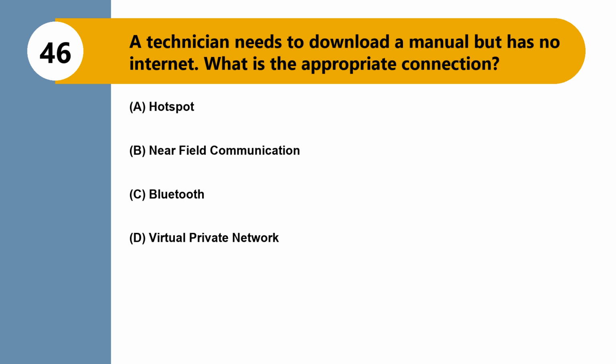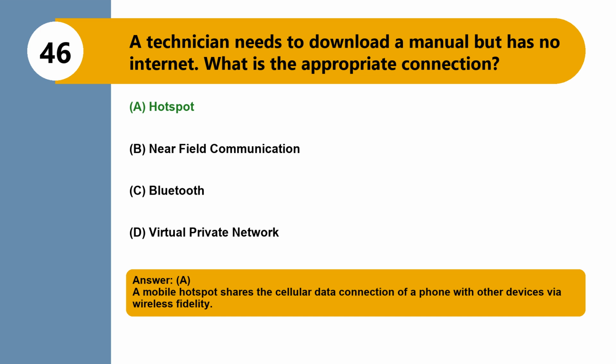Question 46. A technician needs to download a manual but has no internet. What is the appropriate connection? Option A, hotspot. Option B, near field communication. Option C, Bluetooth. Option D, virtual private network. The correct answer is option A, hotspot. A mobile hotspot shares the cellular data connection of a phone with other devices via wireless fidelity.